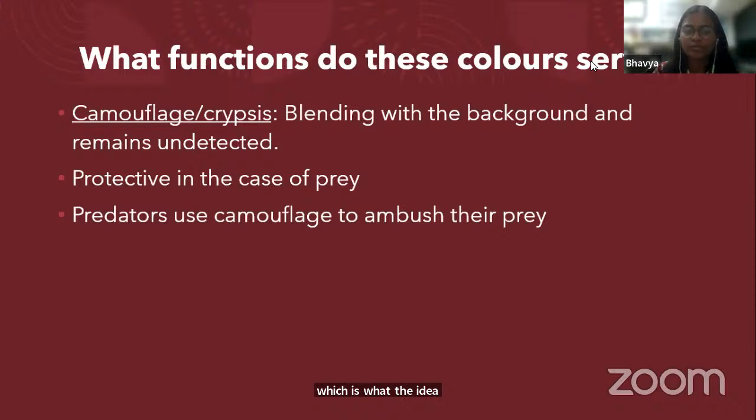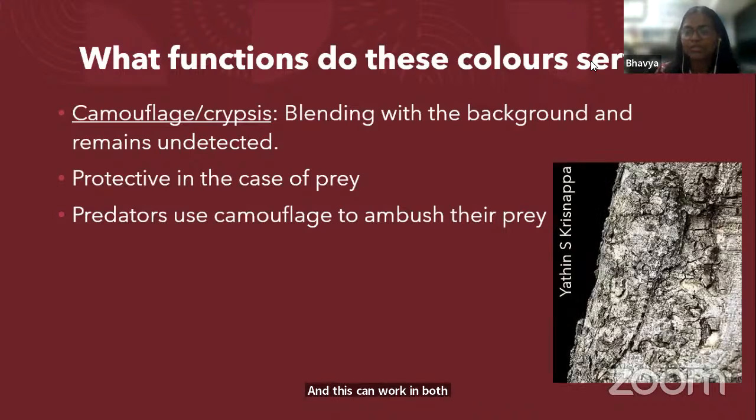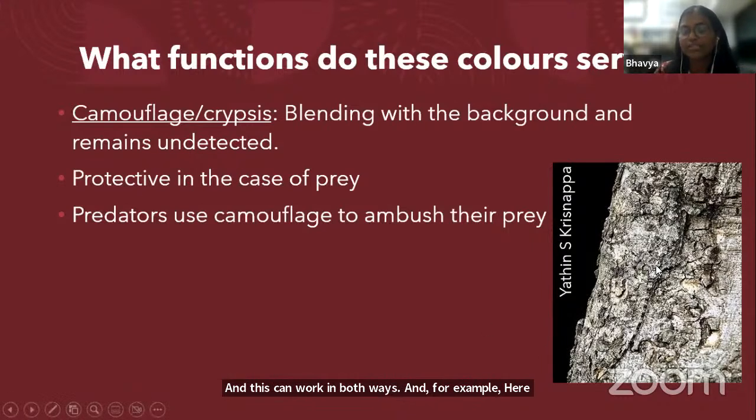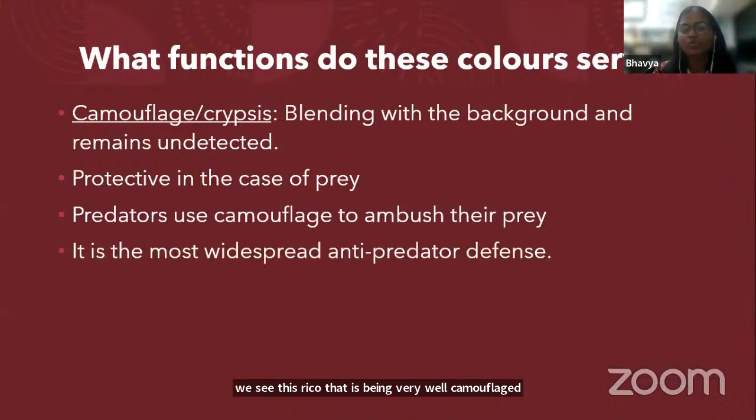But in the case of a predator, they also use camouflage to lie in wait for their prey and ambush their prey when the prey comes closer. Because again, it's blending with the background, and this can work in both ways. For example, here we see this Draco that is being very well camouflaged against the bark of this tree. And we know that it's also one of the most widespread anti-predator defense systems that we see in all organisms, ranging from aquatic to terrestrial, arboreal, aerial, everything.